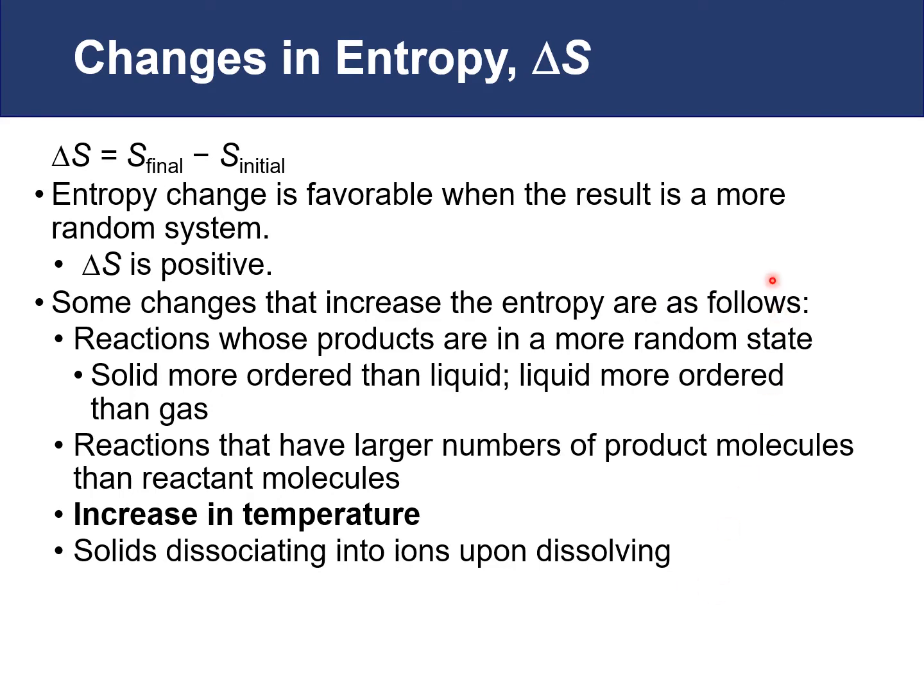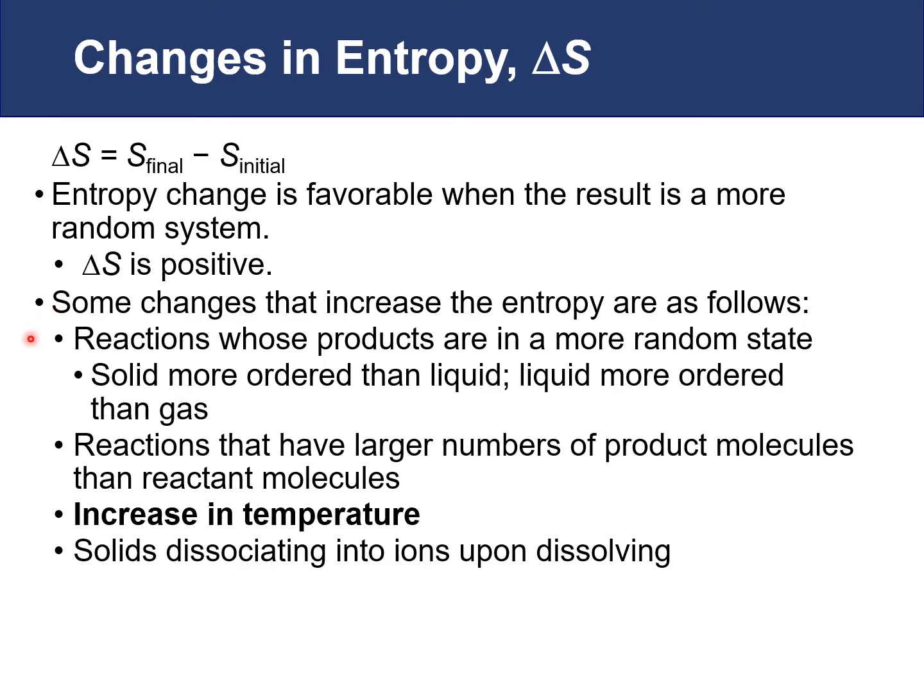Now, if we're looking at the change in entropy, that is the difference between the entropy of our final state that we're interested in minus our initial state. The entropy change itself is favorable when the result of a process is more randomness. So when your final state has more entropy than your initial state, the change in entropy is going to be positive. And if you remember back from our second law of thermodynamics, the entropy of the universe always goes up. So if we have a process that itself creates more entropy, that tends to lend itself to a favorable reaction. Let's look at some changes where the entropy is increased.